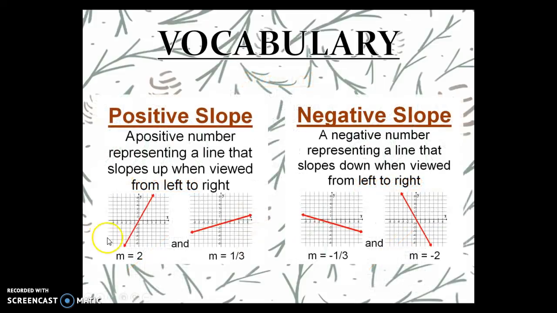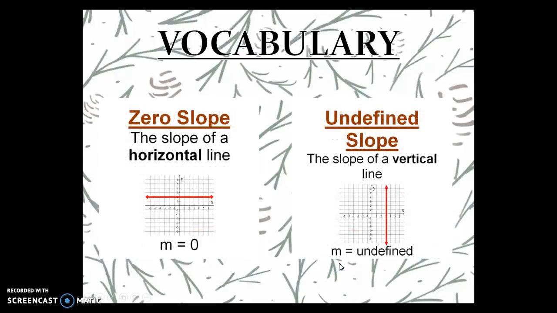Positive slope, if you read it like a book, is going up. Negative slope, if you read it like a book, is going down. Always read it like a book. Zero slope is a straight line, like a heart rate. If it's flat, it's at 0, there are 0 heartbeats. Undefined slope is going straight up and down.